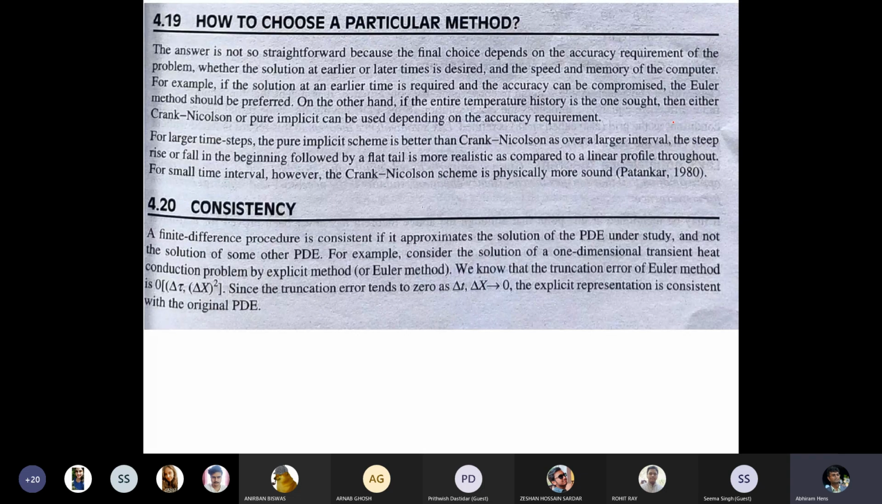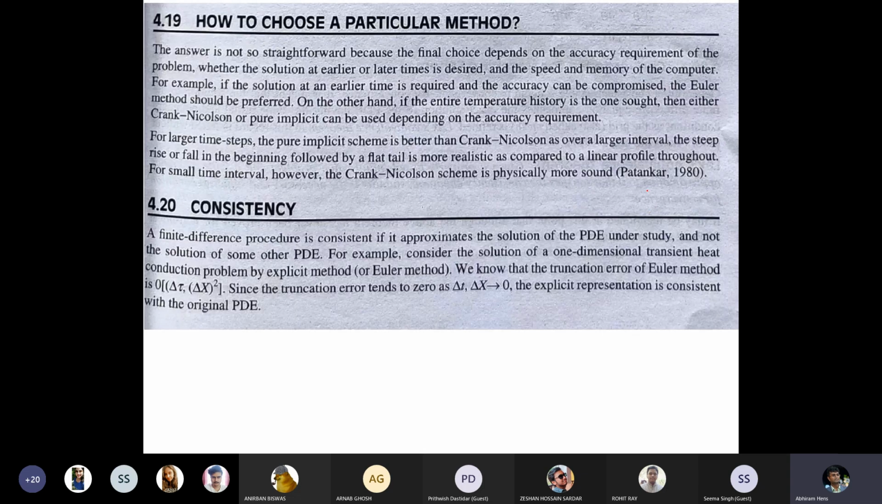On the other hand, if the entire temperature history is the one sought, then either Crank-Nicolson or pure implicit can be used depending on accuracy requirement. For larger time step, pure implicit scheme is better than Crank-Nicolson, as over a larger interval the steep rise or fall in the beginning followed by a flat tail is more realistic as compared to linear profile throughout. For small time interval, however, Crank-Nicolson scheme is physically more sound.